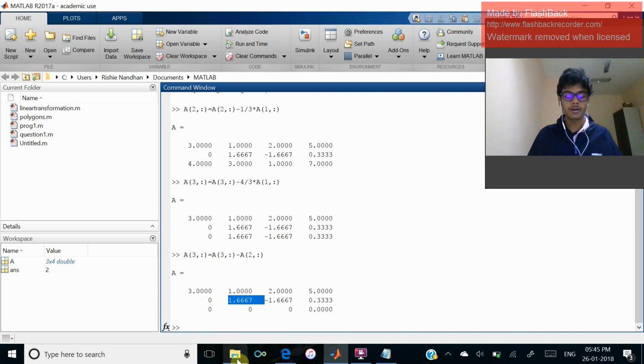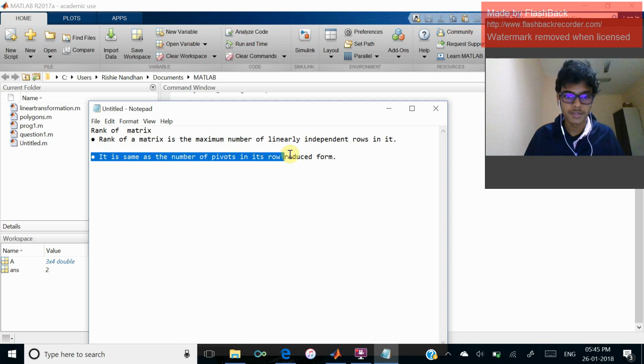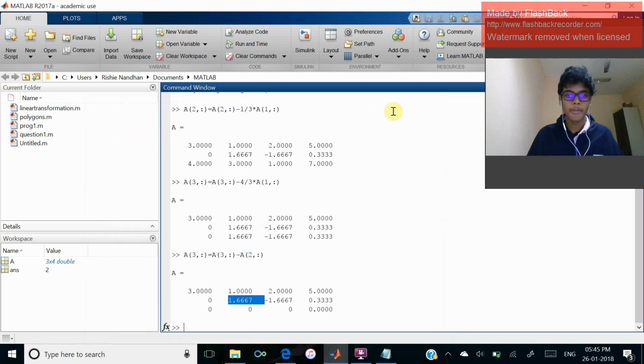Now what about the rank of a matrix? Rank of a matrix is defined as the maximum number of linearly independent rows in it, or in much simpler terms, it's the same as the number of pivots in its row-reduced form. So the pivot variables have to be identified first, and then they have to be counted, and that would give you the resultant rank of a matrix. That's what it says, at least the definition. So for finding the rank of the given matrix A, we will be counting the number of pivot variables, and that would give you the rank of a matrix.